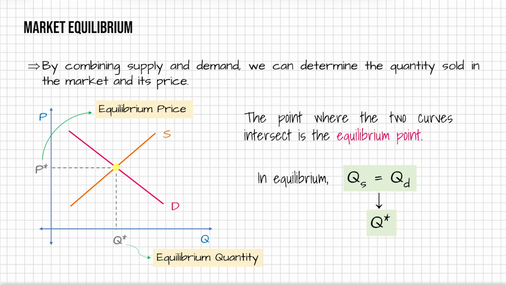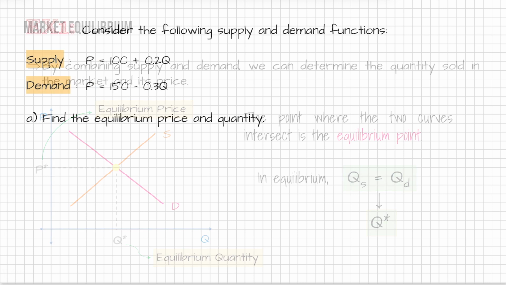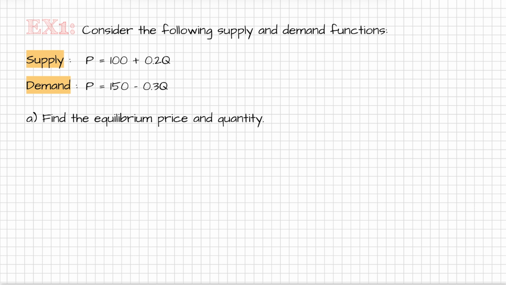Now that we've learned how to determine the equilibrium price and quantity graphically, let's see how to calculate them mathematically. Consider the following demand and supply functions for a given good. Supply: P equals 100 plus 0.2 Q. Demand: P equals 150 minus 0.3 Q.